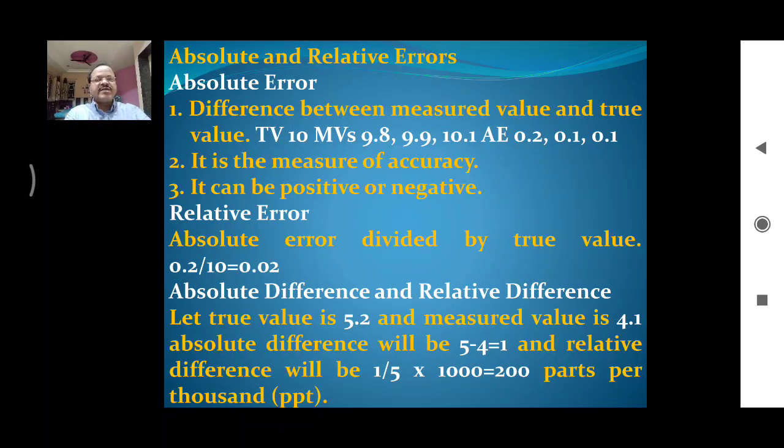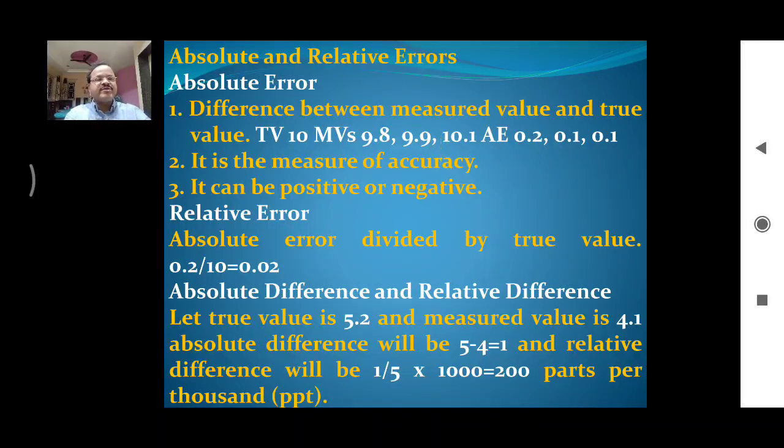Now the next point is absolute and relative errors. So what is meant by absolute error? The difference between measured value and true value is called the absolute error. Now let's see the example. Suppose the true value of a particular sample is 10, and the measured values are 9.8, 9.9 and 10.1.